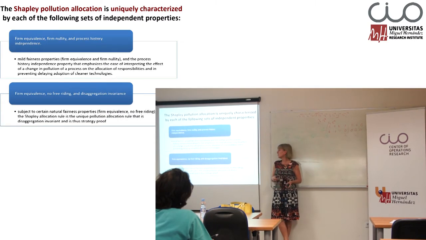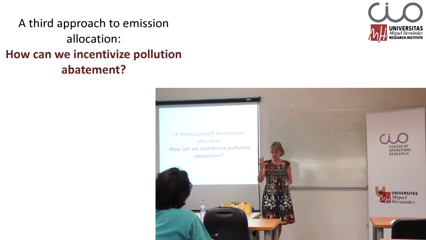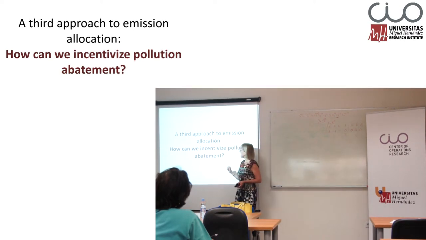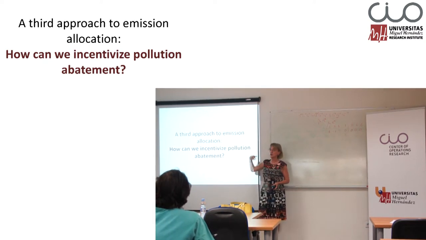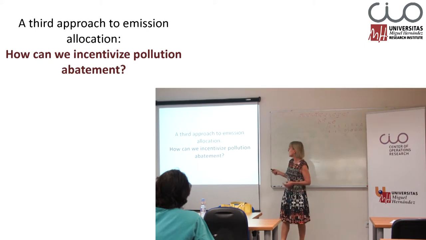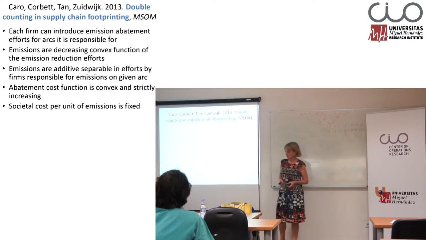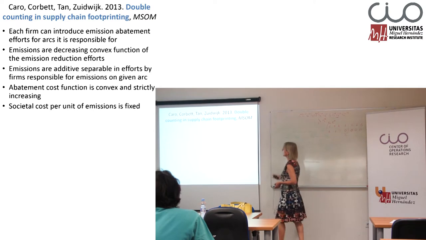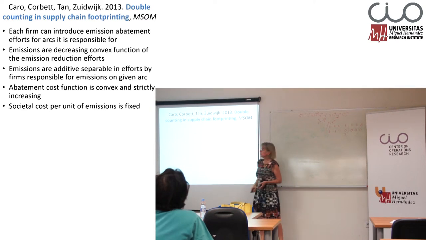Then we also wanted to go back to the original paper, the one from Felipe that I saw at USC that motivated this whole thing. This is what our allocation is actually doing in terms of encouraging companies to reduce their emissions. So how can we incentivize companies to do abatement of pollution? The paper that I originally saw a presentation of was by Felipe, Charles, and two of their Dutch colleagues, which was looking at double counting, something that I mentioned quite a bit, in supply chain footprinting.